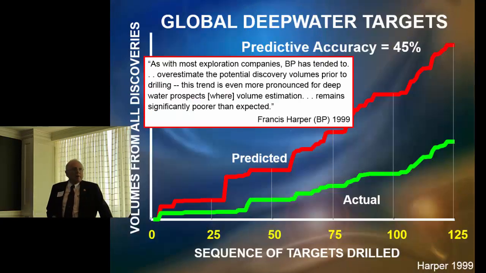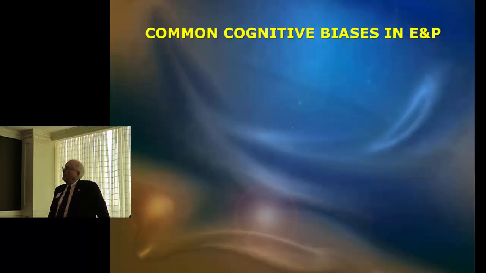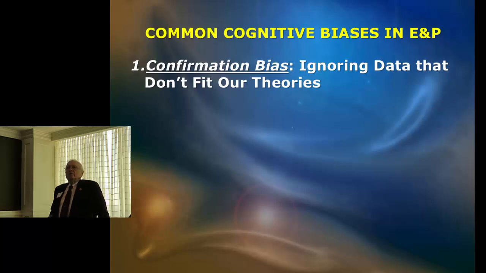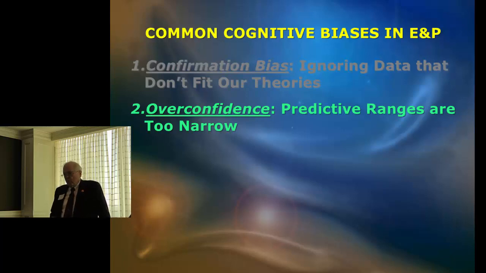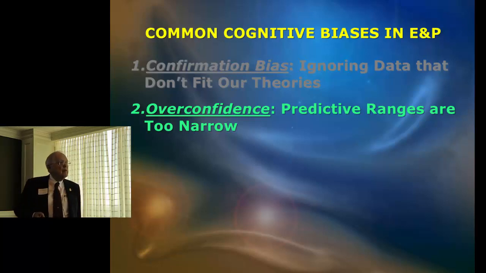So what are the common cognitive biases that we see in our world, our E&P world? The confirmation bias, that's the notion that somehow we tend to sort of discount or even ignore data that don't quite fit our hopeful expectations. Overconfidence. That's the one where our predictive ranges are too narrow, and the symptom of that, which we've found over the years, is when you go into a group of explorationists and you ask them, do you get a lot of surprises in your work? And they say, yes, your ranges are too narrow. You're behaving as if you know more than you do.